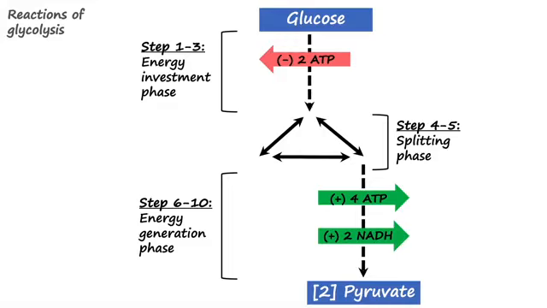So now you can see that one molecule is broken down into two molecules of pyruvate, and this involves 10 different reactions in three different phases. Now this splitting phase is optional. If you don't want to remember it, it can be included in the energy investment phase, and this is what you usually find in most of the textbooks, but I find it an easier way to remember by including one more phase. So it's up to you how you want to remember.